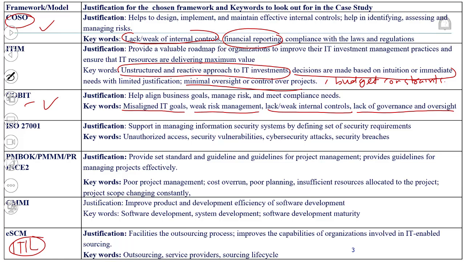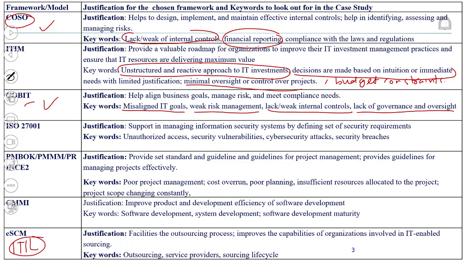Lack of governance and, for example, oversight. So if you see those things, then think about COBIT. What would be the justification? Base it on the case study, but generically, you can say that it is to help the business align with the business goals, manage risk, and meet compliance needs, because that's what COBIT is all about, okay?